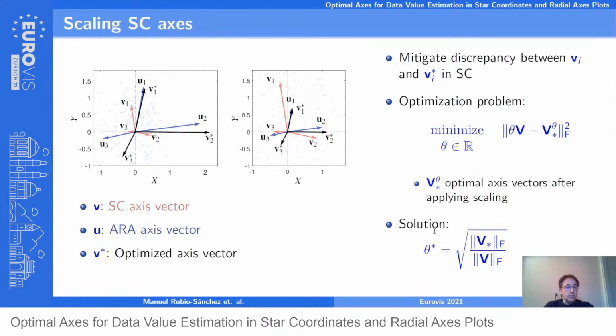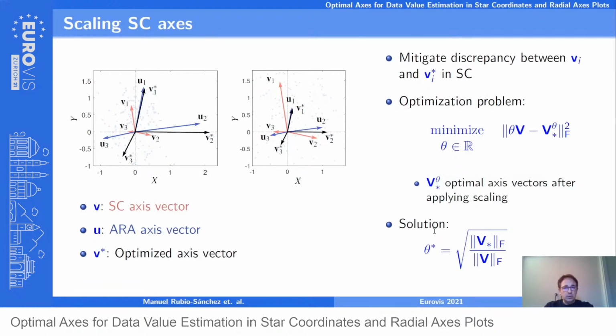In general, we would like the optimized vectors to be as similar as possible to the vectors that we're using in our radial axis method. And we've seen that the optimized vectors are similar to the ARA vectors, but not to the star coordinates vectors. In fact, there seems to be an inverse relationship between the lengths of the star coordinates vectors and the lengths of the optimized vectors. But there should be some middle ground.